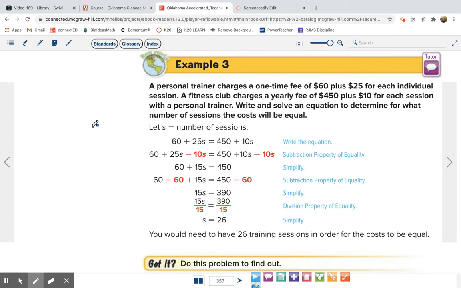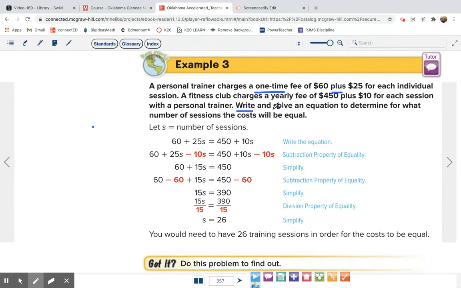On example 3, we have a word problem now. It says a personal trainer charges a one-time fee of $60 plus $25 for each individual session. A fitness club charges a yearly fee of $450, plus $10 for each session with the personal trainer. Write and solve an equation to determine for what number of sessions the cost will be equal. So we have 2 answers.